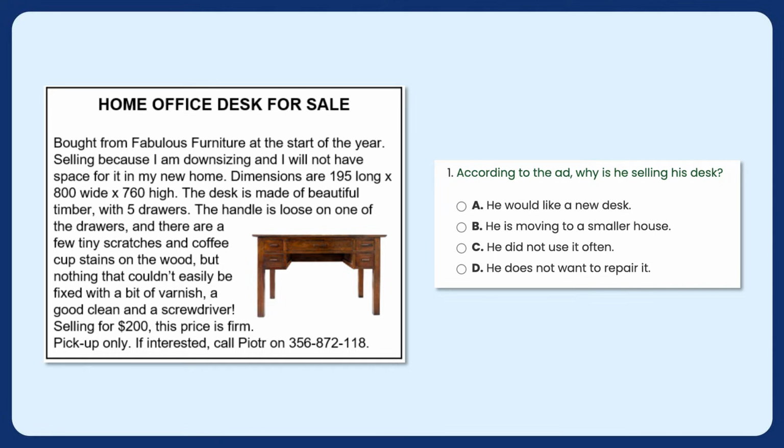Now, in this case, we can see that all the ideas are kind of mentioned. He mentions repair, but not that he doesn't want to do it. So D is out. He doesn't mention a new desk, although he probably will buy one. But he doesn't mention this, or that it's the reason why. So A is out. He doesn't mention C, so that's out as well.